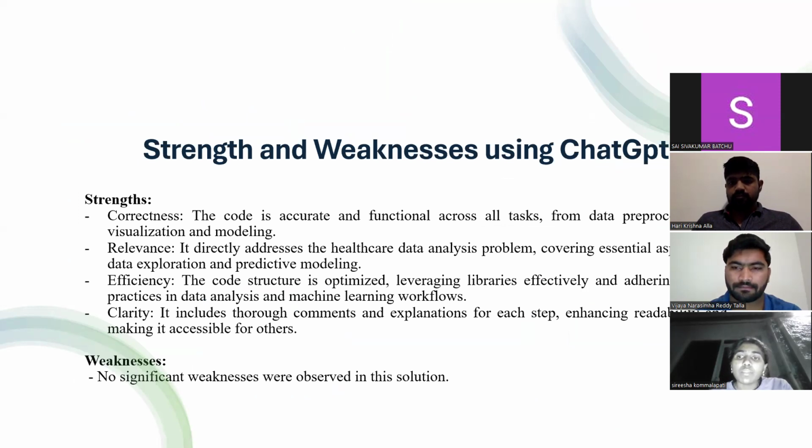The strengths and weaknesses of using ChatGPT. Correctness: the code is accurate and functional across all tasks, from data processing, visualization, and modeling. The relevance is that it directly addresses the healthcare data analysis problem, covering essential aspects, data exploration, and predictive modeling. Efficiency: the code structure is optimized, leveraging libraries effectively and adhering to best practices in data analysis and machine learning workflows. Clarity.